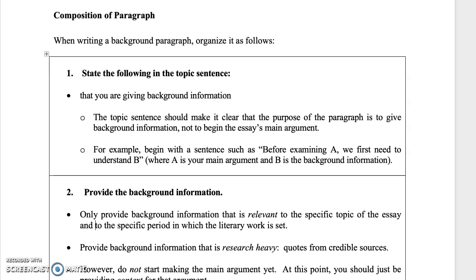So you could begin with a sentence such as this. Before examining A, where A is your main argument, we first need to understand B, where B is the background information. And of course, the background information you're going to be providing is background on the topic you're writing about.